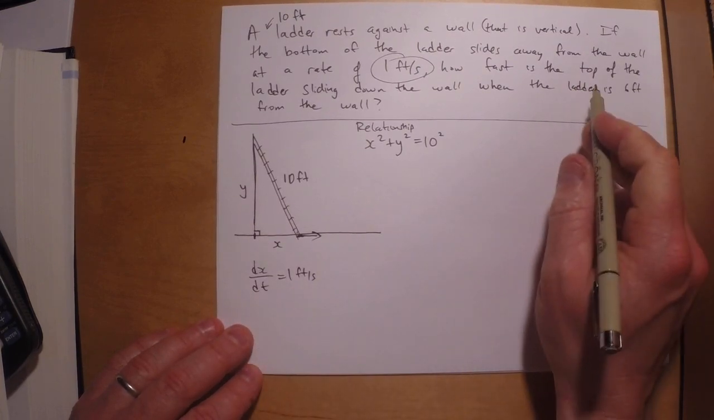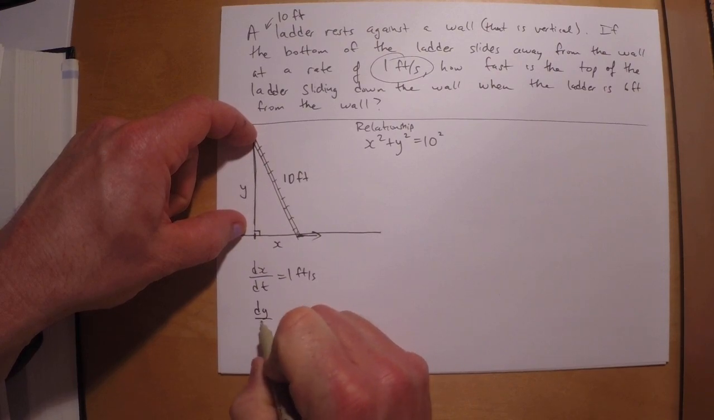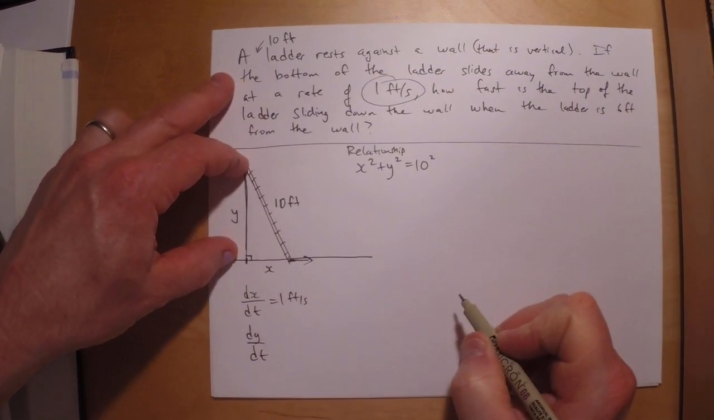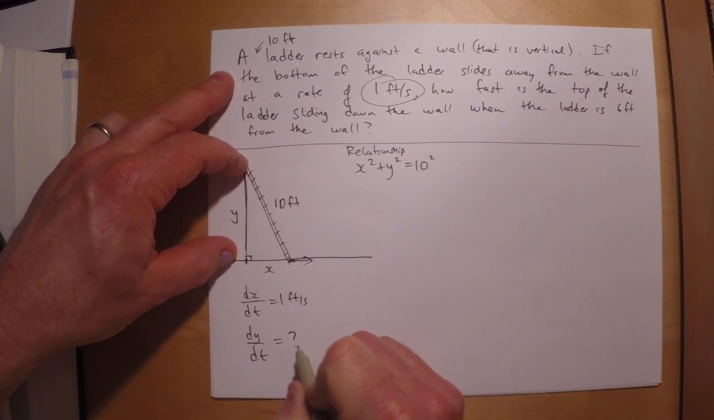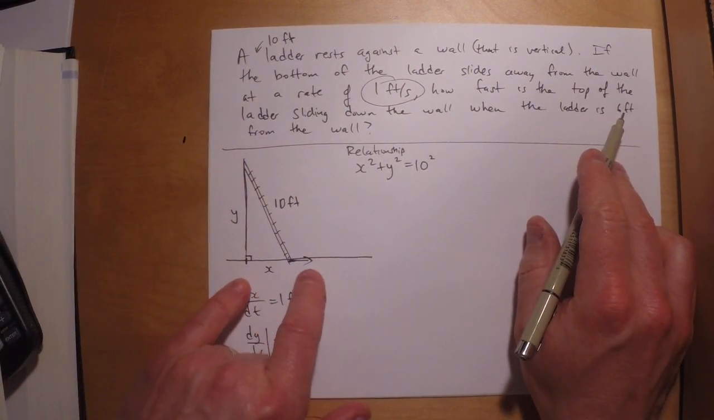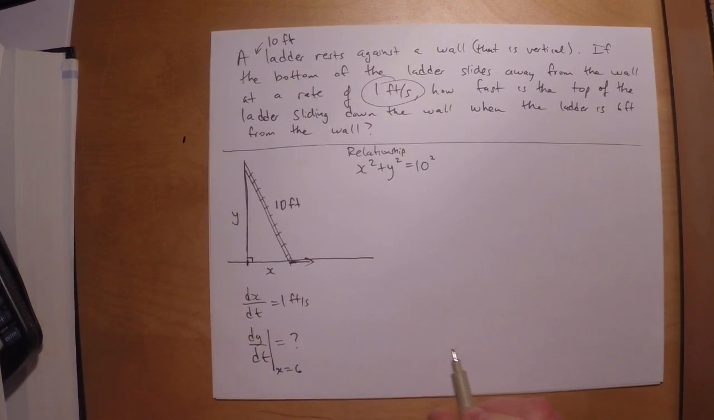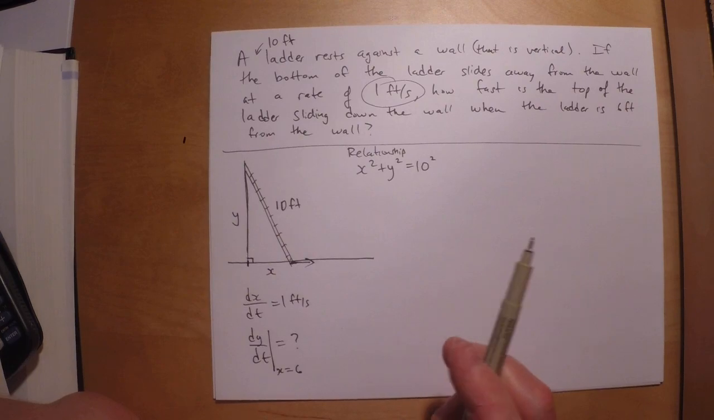They want me to find how fast the top of the ladder is moving, so they want dy/dt, and they want it at the instant the ladder is 6 feet from the wall, which means when x is 6. So let's just see if I have all the data.